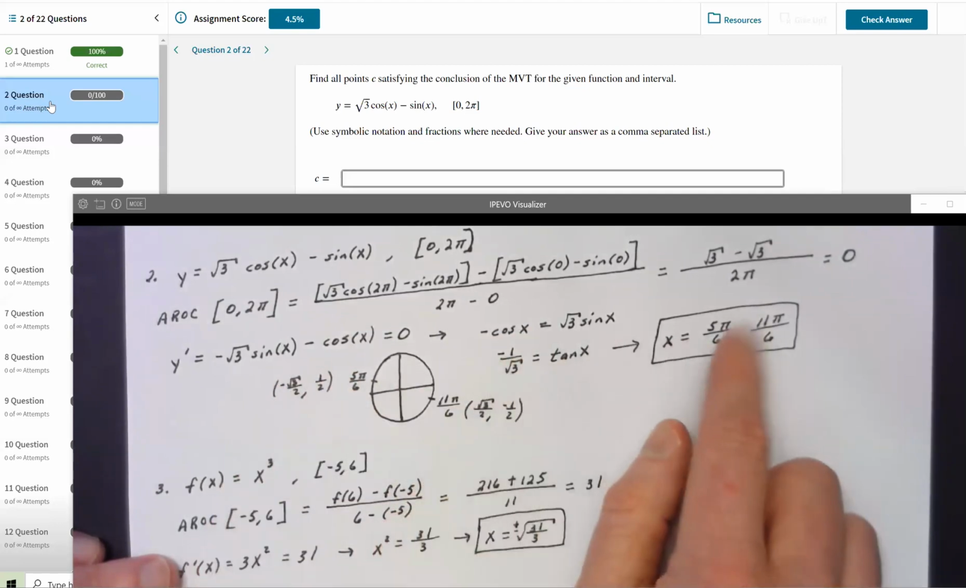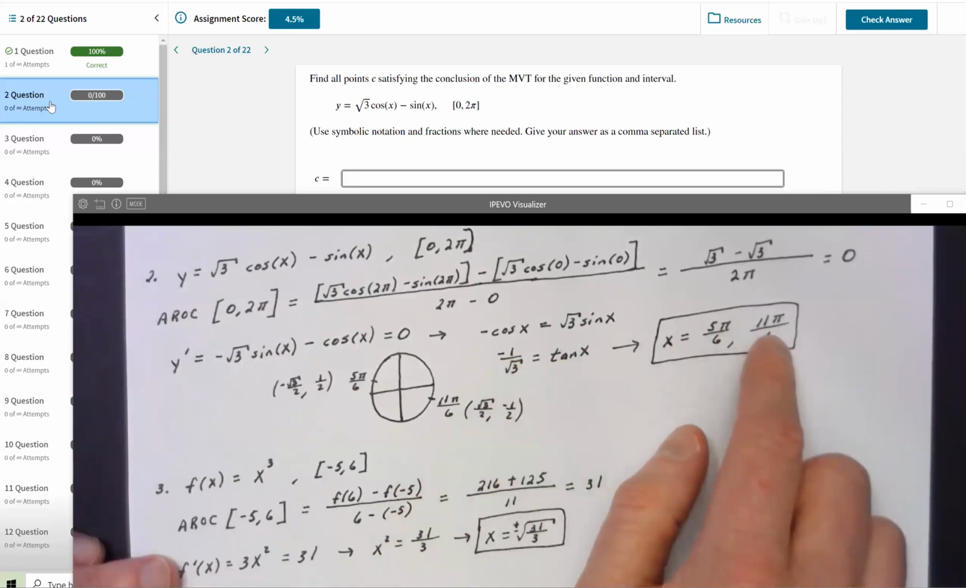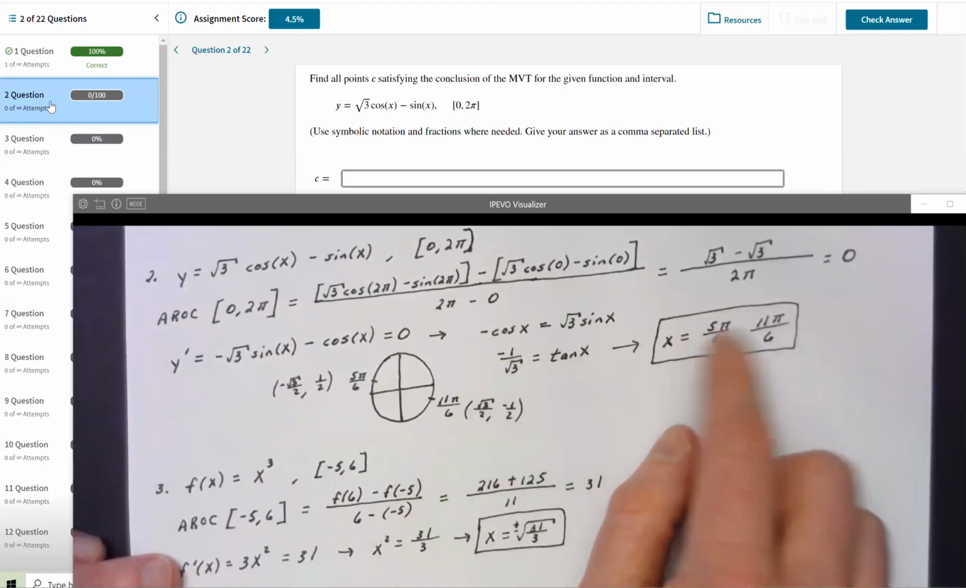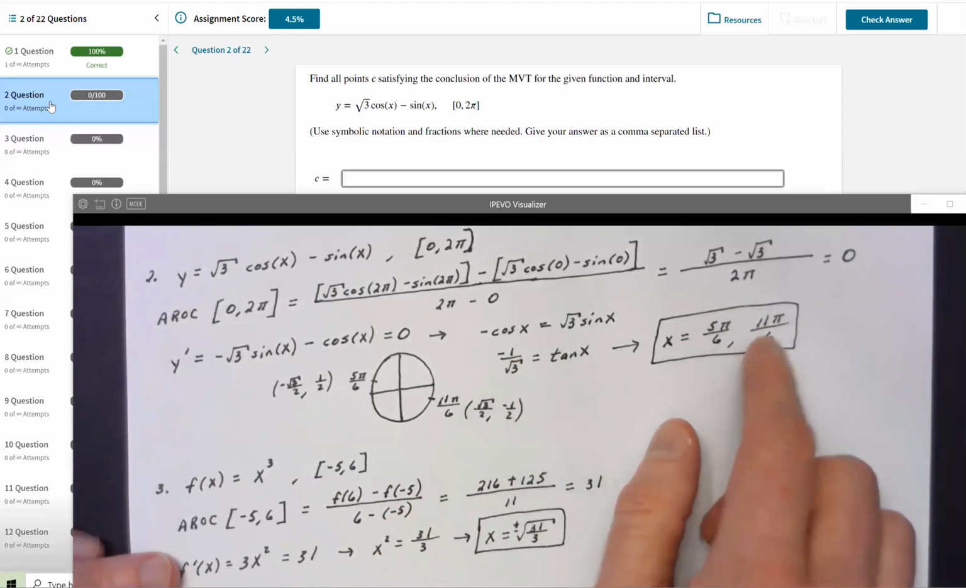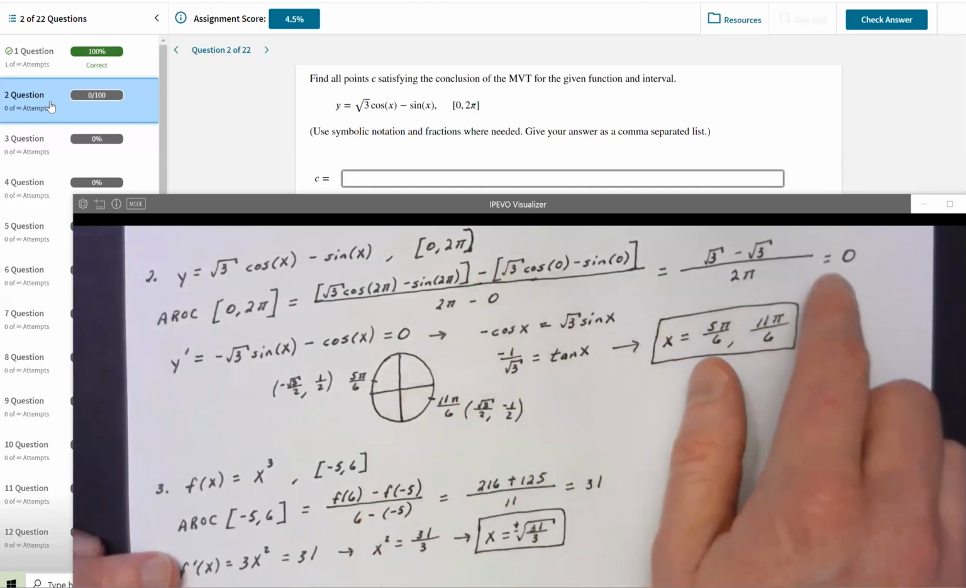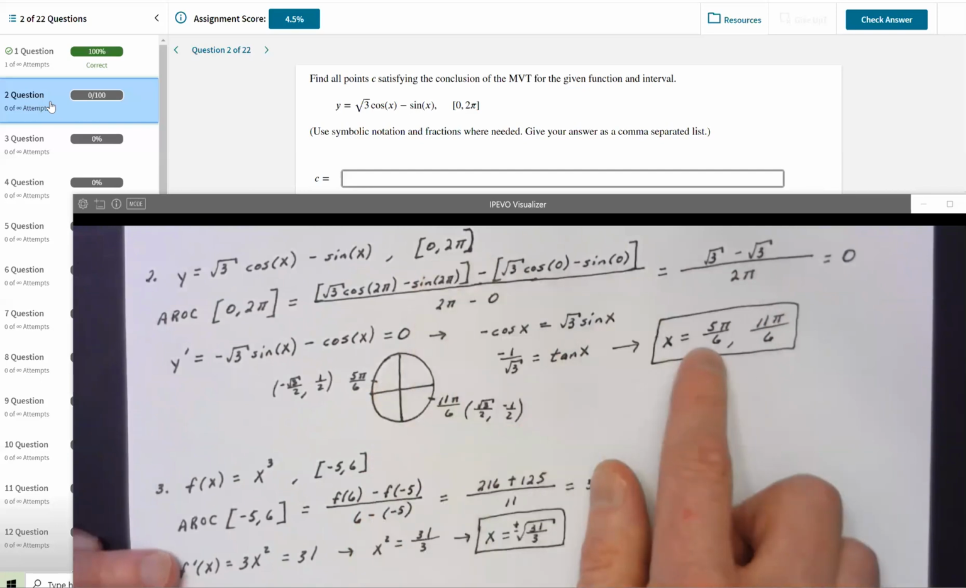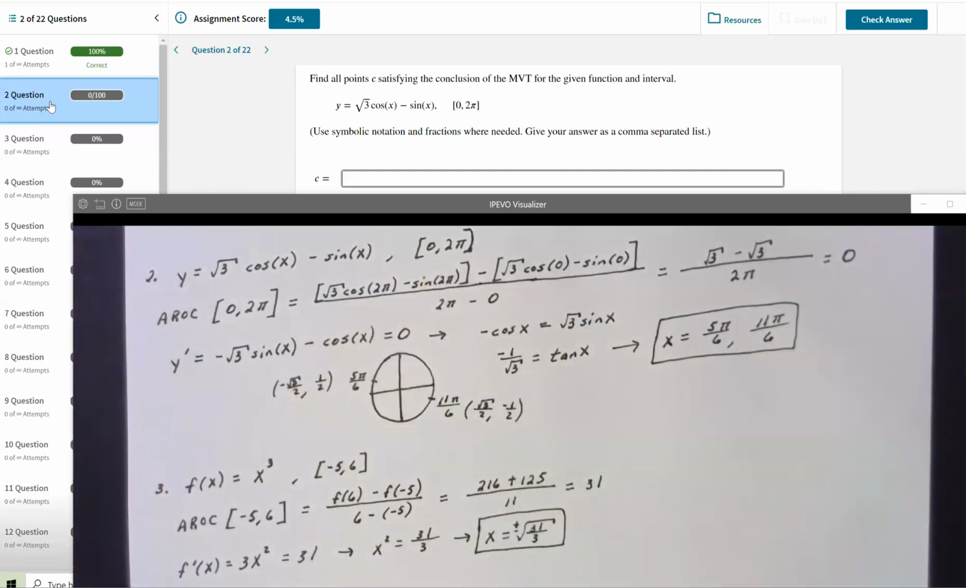So I can say my two values that satisfy this criteria, please notice my derivative would equal 0 at either of these points. And all that the mean value theorem said is that there had to be at least one value of x where the derivative was the same thing as the average rate of change. Well, we not only found one, we found two. Now, Achieve wants us to put both of them in here, and it says give your answer as a comma-separated list.